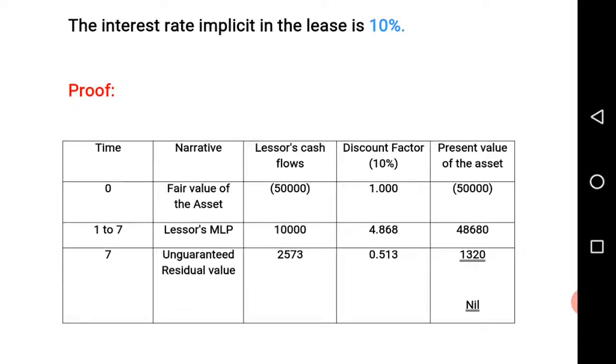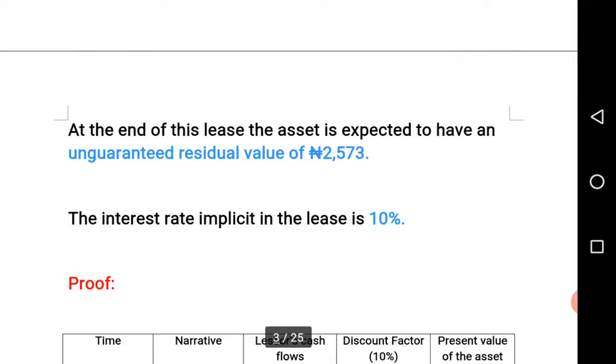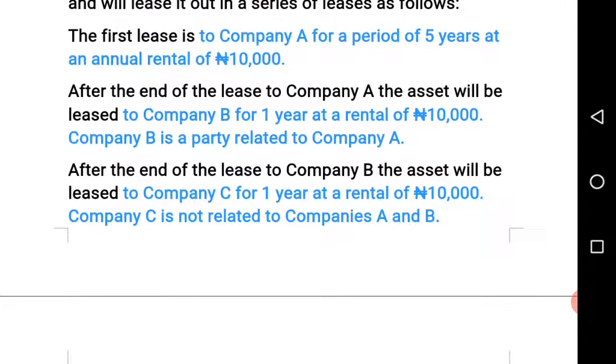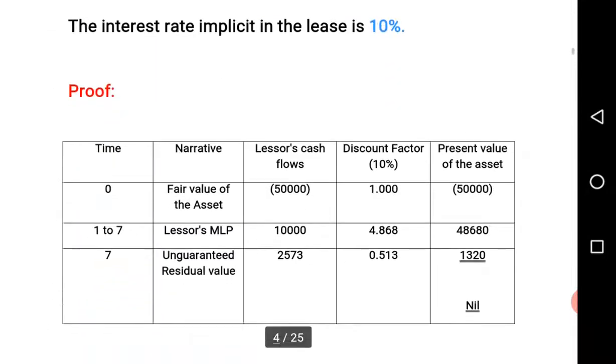Then the leasehold's minimum lease payments, that's the payment from year 1 to year 7 as given above. Now the leasehold gets all the payments. It doesn't matter if it's related or not, it still gets all the payments. We have 10,000. Then for 7 years, the cumulative discount factor gives us 4.868, that's at 10%. And we use the 4.868 to multiply the 10,000 each year to get 48,680.